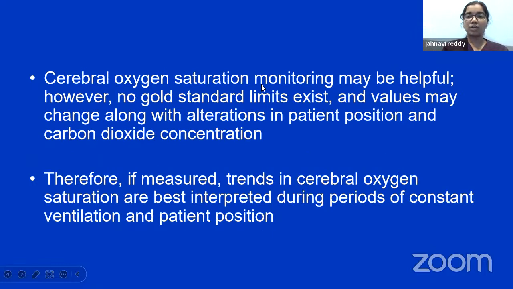Cerebral oxygen saturation monitoring may be helpful, but no gold standard limits exist, and the values can change with alteration of patient position and carbon dioxide concentration. In laparoscopic surgical setups, the carbon dioxide concentration will be automatically high because of insufflation of carbon dioxide. So cerebral oxygen saturation monitoring doesn't apply to those conditions. It only applies to the conditions where patient position is almost stable and the patient is continuously ventilated and carbon dioxide levels are very low.